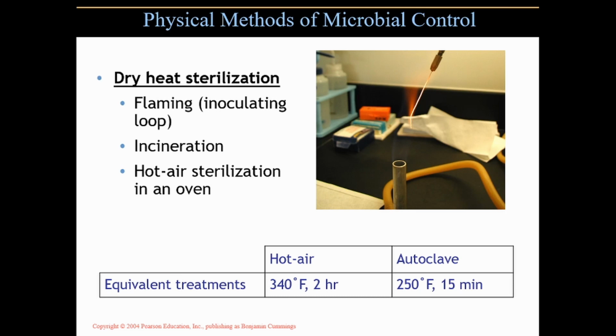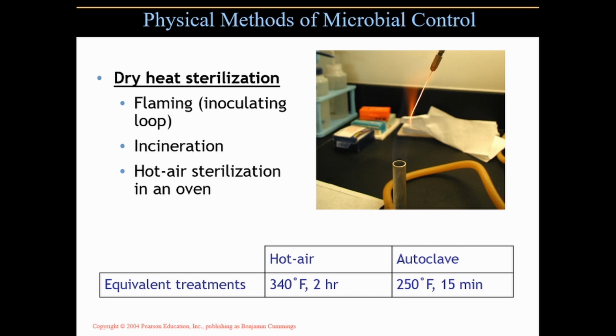There's dry heat sterilization, like flaming an inoculating loop, for example, in a microbiology lab. You can incinerate things, which is a special process that just churns the waste over and over again until its volume is reduced in a great amount. So incinerating garbage, for example: in the United States, we're not big into incineration. We don't need it because our land is so vast. But in European countries where land is limited, they have large incineration facilities that reduce the volume of their garbage by over 80%. Hot air sterilization in an oven.